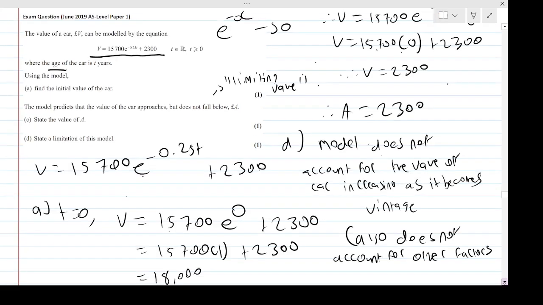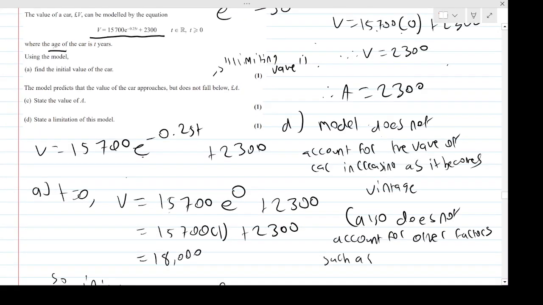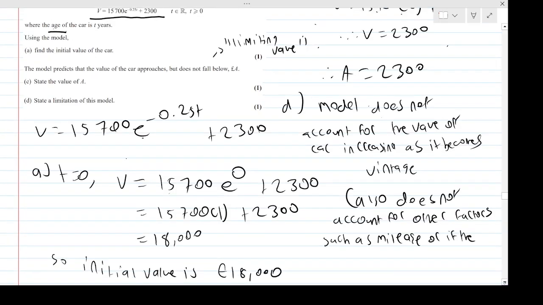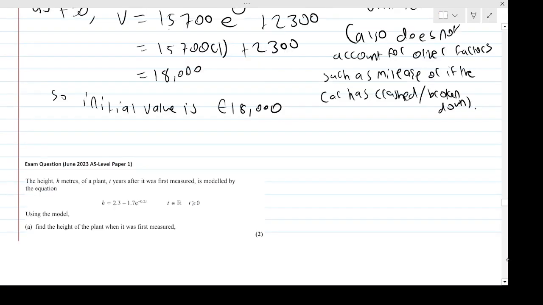such as mileage, or if the car's crashed or broken down, or how many times it's crashed. Many things you could say. But there we are. So that's the gist of that.